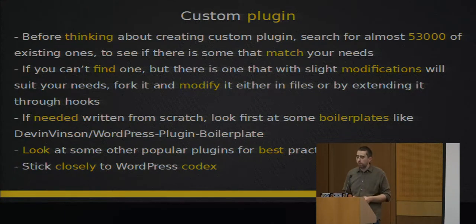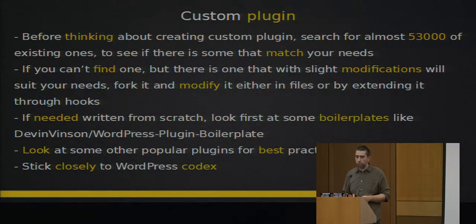If you need a custom plugin, of course, before thinking about building one, choose amongst the 53,000 plus currently in the WordPress repository. Maybe there are more, I'm not quite sure. When I made the presentation, there were 52,000 plus. See if there's one that will fit the needs of the solution you're working on. If you can't find one, but there is one that with slight modification will do the job, fork it and modify it, either with files or by extending it with hooks, of course if the plugin license allows you, but most plugins in the WordPress repository allow it.